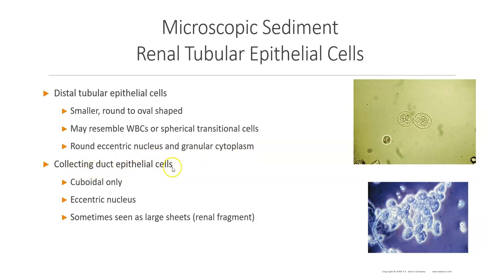Collecting duct epithelial cells are cuboidal only. They have an eccentric nucleus, and sometimes they are seen as large sheets, a renal fragment. And the problem with the distal tubular epithelial cells is they may be confused with white cells, but you need to find a white cell to compare the sizes.